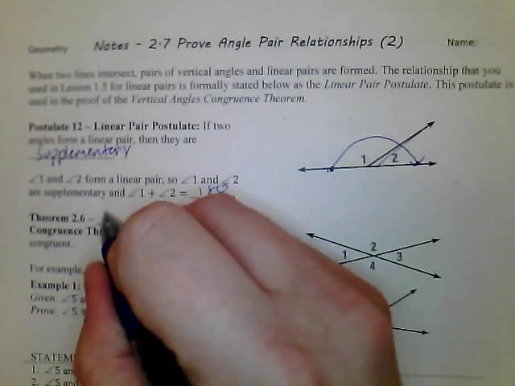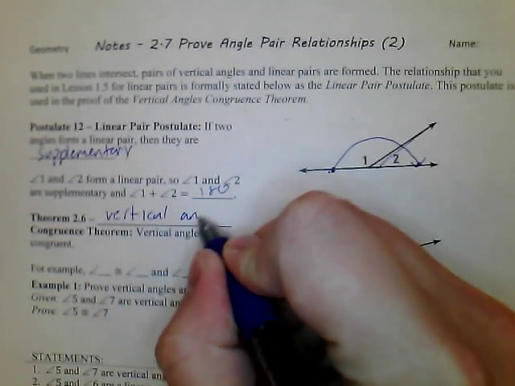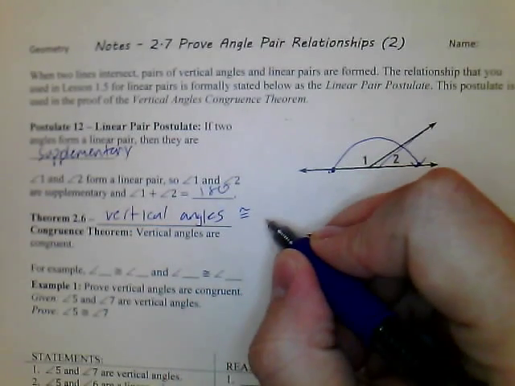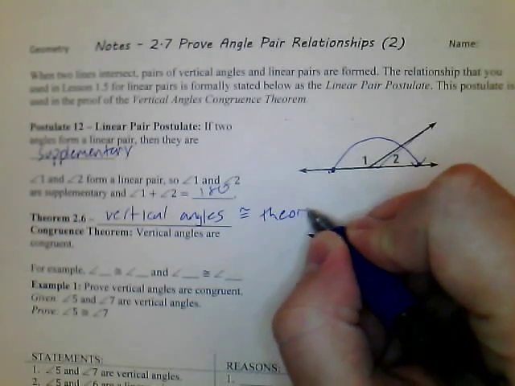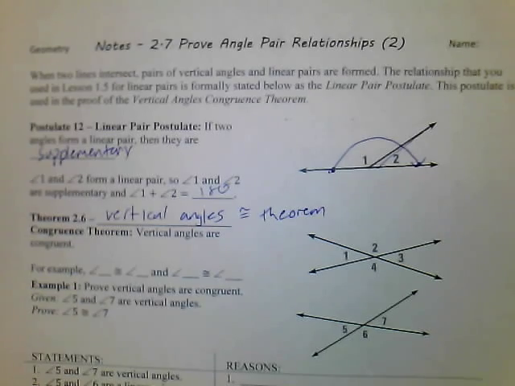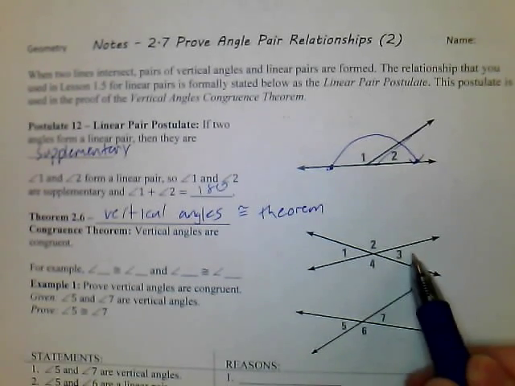Theorem 2.6 is called the vertical angles congruence theorem. I'm going to use the congruent symbol instead of writing out the word. This says exactly what you would think it would by the name. It says that all vertical angles are congruent to each other. In this picture on the right, we've got angles 1, 2, 3, and 4. Angles 1 and 3 are vertical angles.